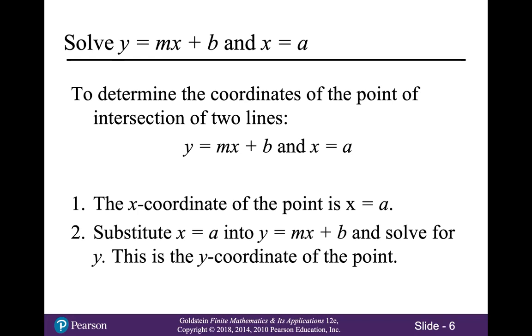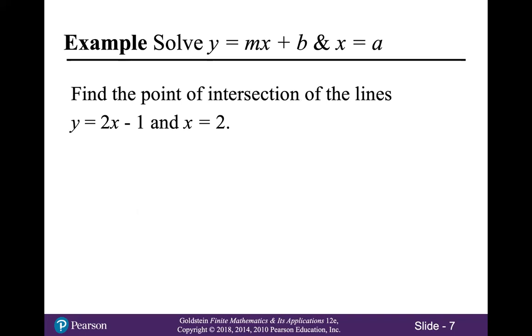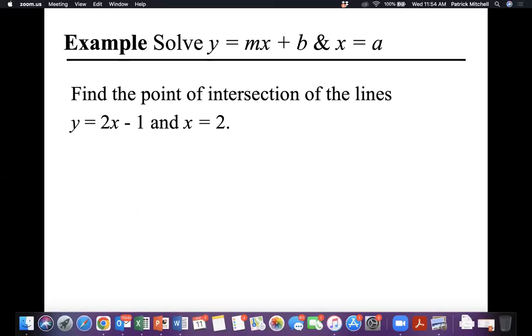And then you just take that value of x and substitute it into the other equation and solve for y to get the y coordinate. So for this example, we will find the point of intersection of the lines y equals 2x minus 1 and x equals 2. And as I said, this one ends up being much, much simpler.